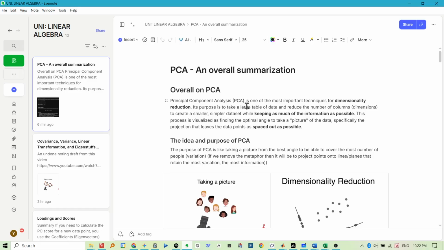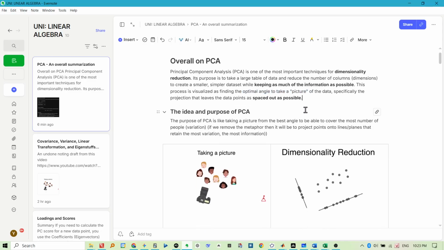Its purpose is to take a large table of data and reduce the number of columns, also known as dimensions, to create a smaller, simpler dataset while keeping as much of the information as possible. This process is visualized as finding the optimal angle to take a picture of the data, specifically the projection that leaves the data points as spaced out as possible.